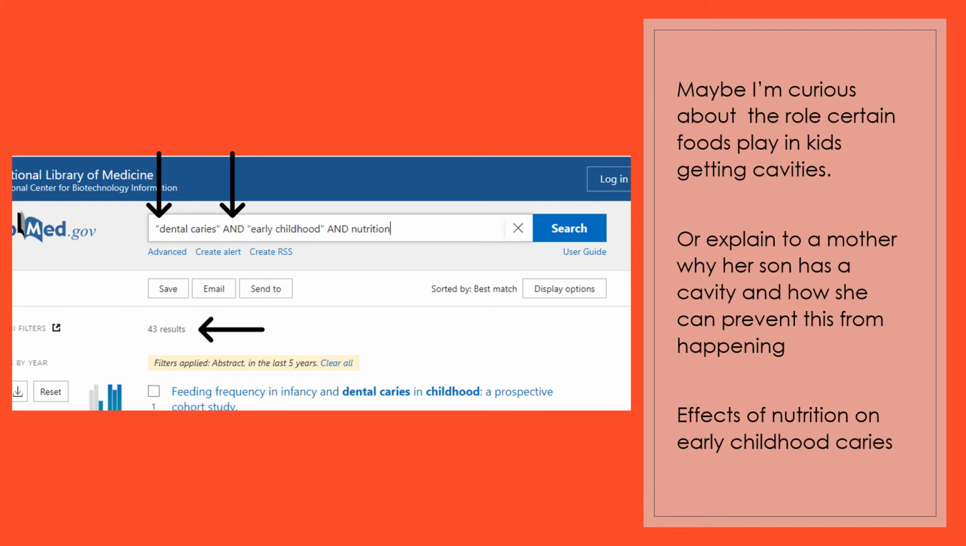So because I've typed in early childhood, it's not going to give me hits on teenagers. It's not going to give me hits on 12-year-olds, okay? It's only going to give me early childhood, to the best of PubMed's ability, all of the articles that have been written that include the words early childhood somewhere in wherever they're searching.